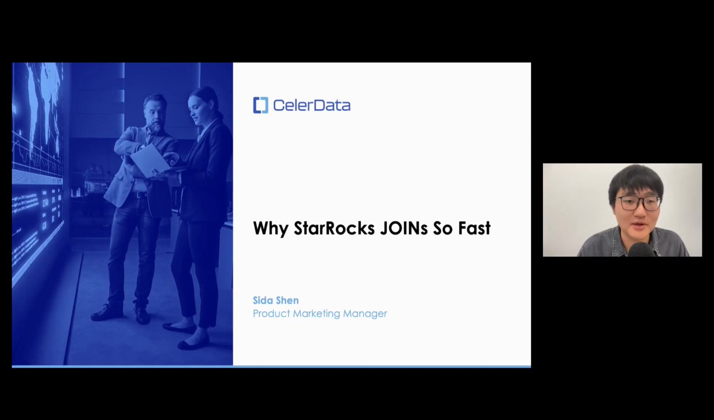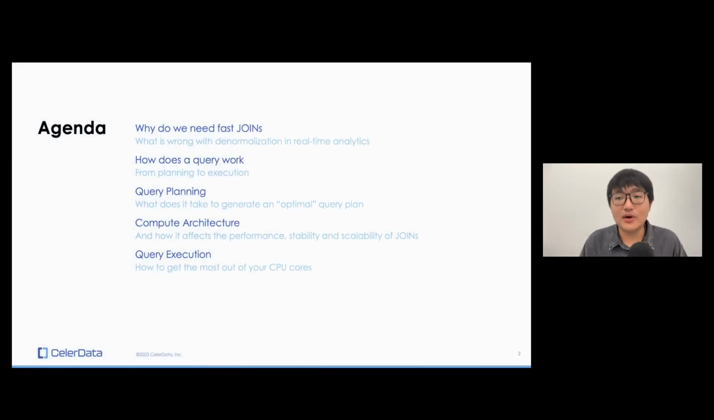So today we're talking about why StarRocks joins very fast. We're going to talk about why we need fast joins and what is wrong with denormalization, especially in real-time analytics, right? And we'll dive deeper into why StarRocks is fast. It's not going to be very technical, but it's going to touch some of the technical aspects of how a query is run in the database on a pretty high level, right? And so it's going to be fun.